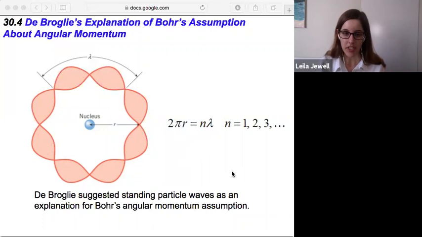So this is a bit of an aside, but it was a very nifty explanation for why the assumption that angular momentum is quantized actually does make sense. So thank you, de Broglie, for explaining that mystery. So that brings us through sections 30.3 and 30.4.